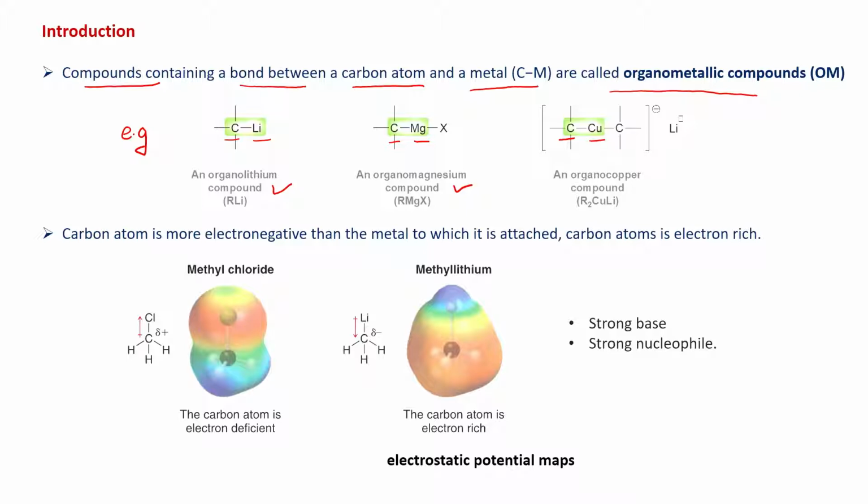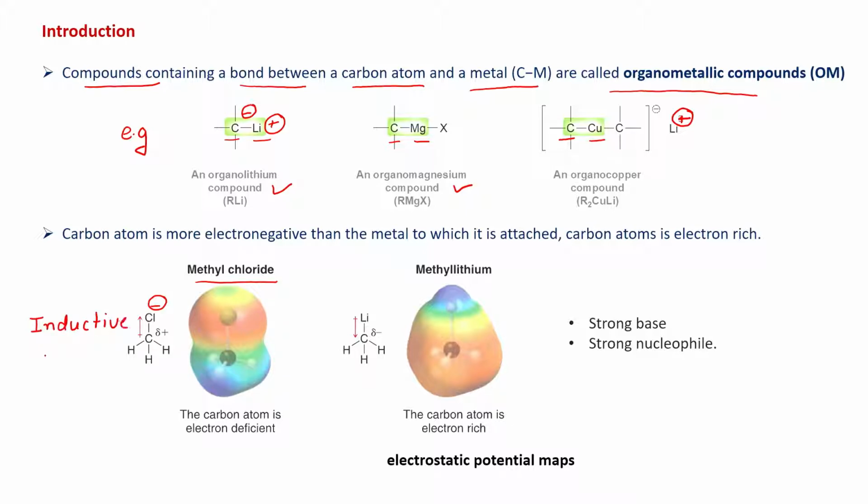So in this example you will see your carbon is containing a negative charge and your metal is containing a positive charge. This means the electron density on carbon is very high, okay, and carbon is electron rich. So let's take one example like methyl chloride. We know chlorine is more electronegative than carbon, so it withdraws electrons toward itself through the inductive effect.